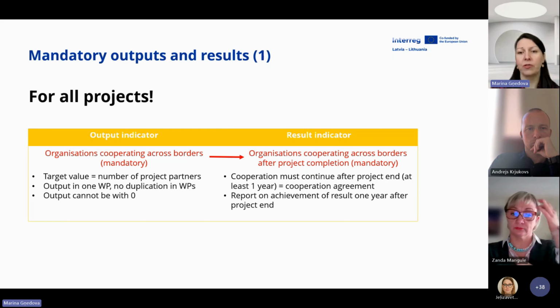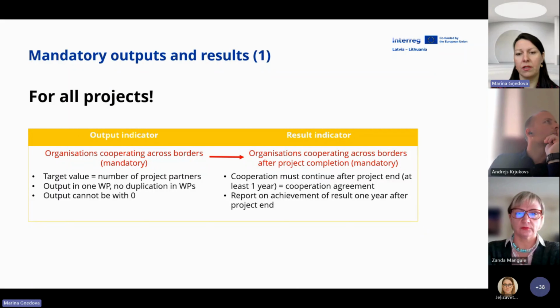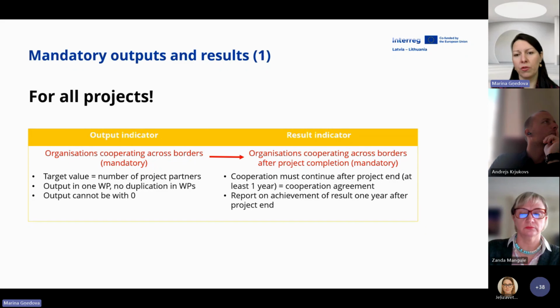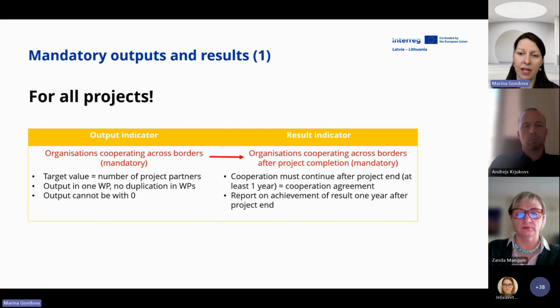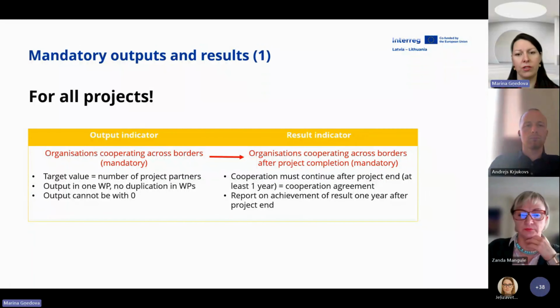And for the result, how partners will cooperate after project end, we would like to see in the description of this result that the cooperation agreement will be signed between partners, so that we know that cooperation will not end with the project end date, and cooperation will continue at least 1 year after project end. And the program will ask partners to report on achievement of this result, how this cooperation will be ensured, and this report will be asked within a year after project end.